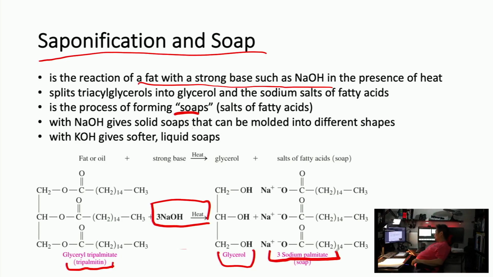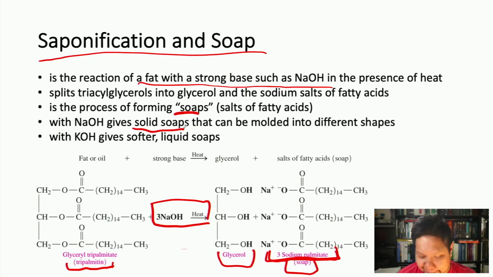The salt, not the fatty acid with the possibility of having a hydrogen there, right? But the salt version, right? Which is the palmitate, 3 sodium palmitates, right? And that is actually soap. Pretty cool. So this actually gives you like solid soap, like Irish Spring soap or Dove or something like that, right?